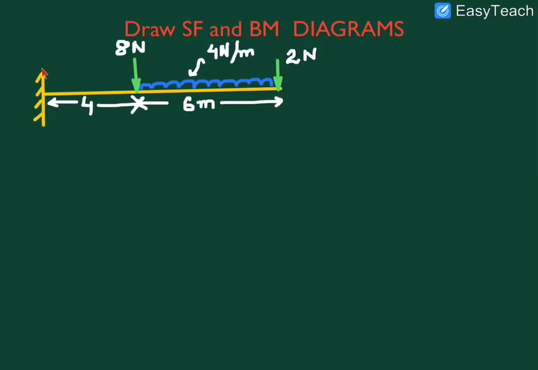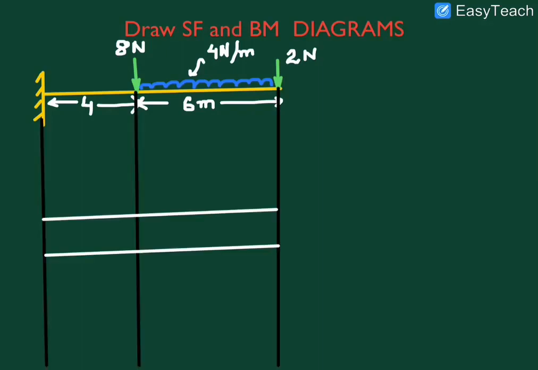This is the fixed side of the cantilever. This distance is 4 meter and this distance is 6 meter. Now we have to draw the shear force and bending moment diagram. That is very simple. First we extend the lines. I suppose this is the reference line of shear force, and this is the reference line of the bending moment diagram.